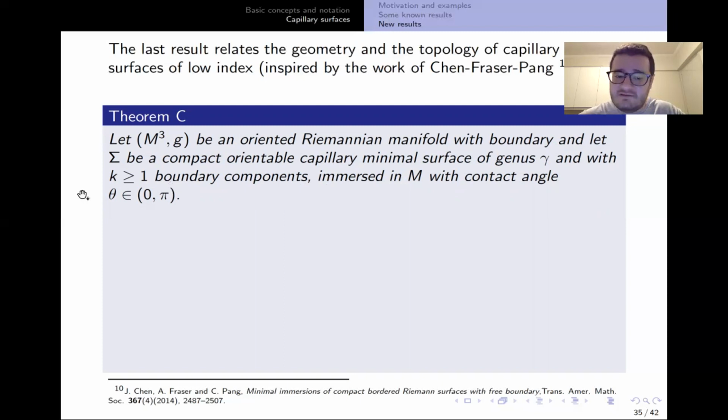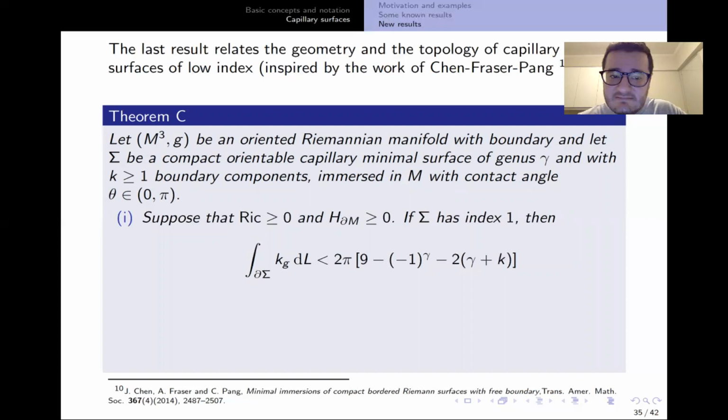So we have three parts in this theorem. They are not alternatives; they are not mutually exclusive. The first one: we suppose that the Ricci curvature of M is non-negative and that the mean curvature of the boundary is non-negative. Then if sigma has index one, we are able to show that the total geodesic curvature of the boundary of sigma is less than a topological constant that only depends on the genus and on the number of boundary components of sigma.